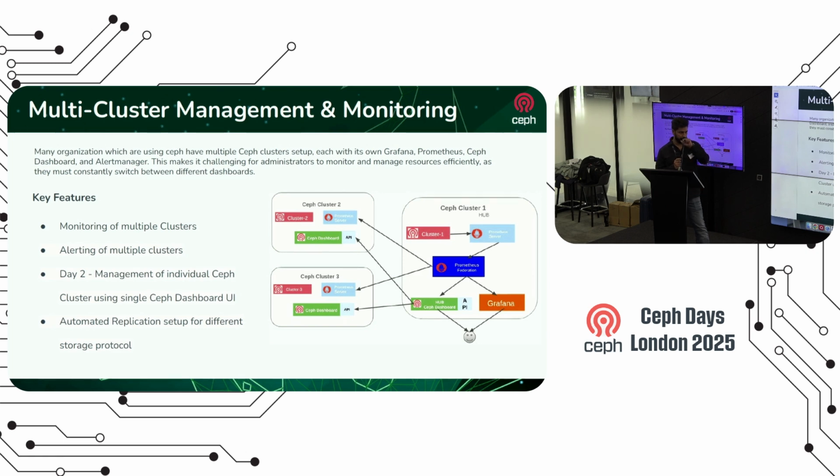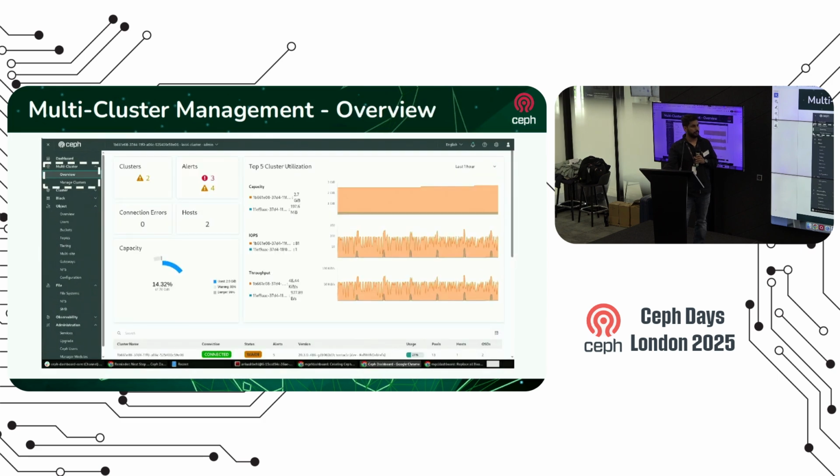I would focus on the fourth one as well, which is automated replication setup for a different storage protocol over there, right? So we have been talking about multi-site, right? Multi-site setup is a bit difficult when you try to do it from the CLI perspective. So we are trying to simplify it. I'll try to show it in the next slide over there. Okay, let me go back.